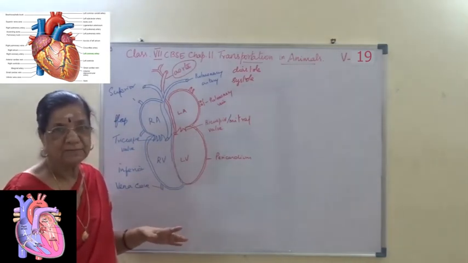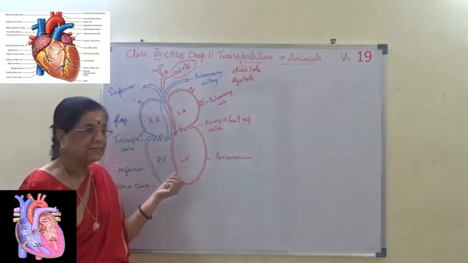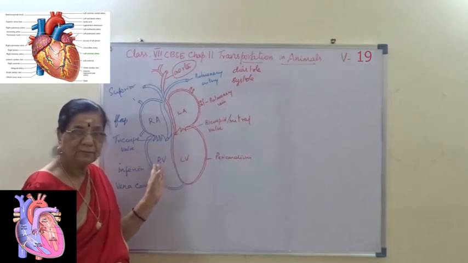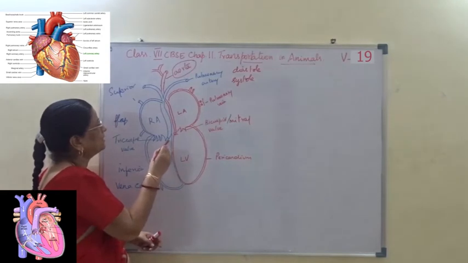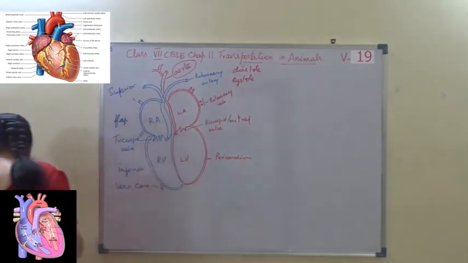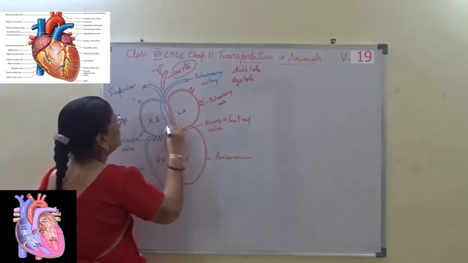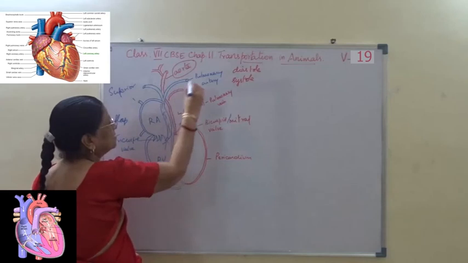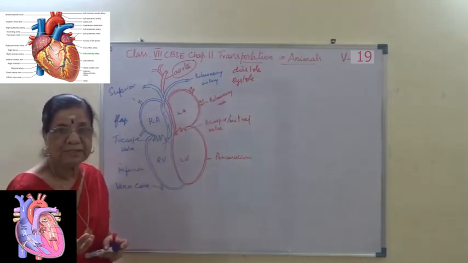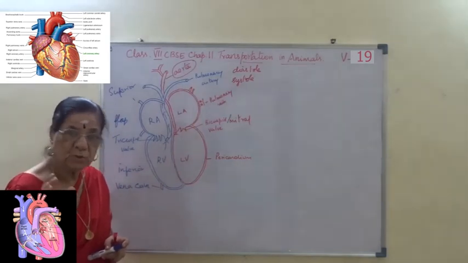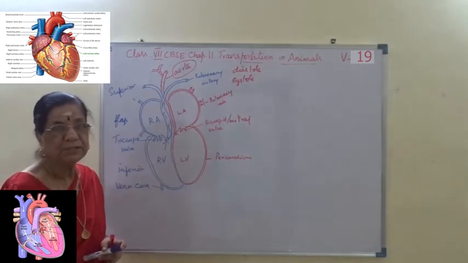I hope you understand. So now, when the ventricle contracts, the deoxygenated blood from the right ventricle goes through the pulmonary artery. Through the pulmonary artery, it is reaching the lungs for purification. Pulmonary refers to lungs. Okay, so it is reaching the lungs for purification.